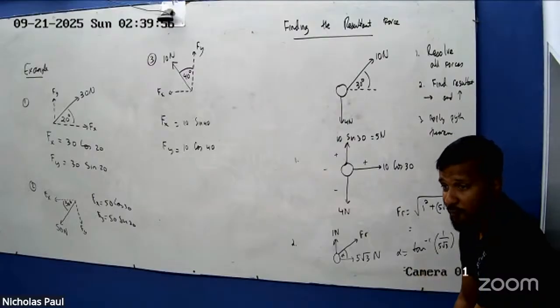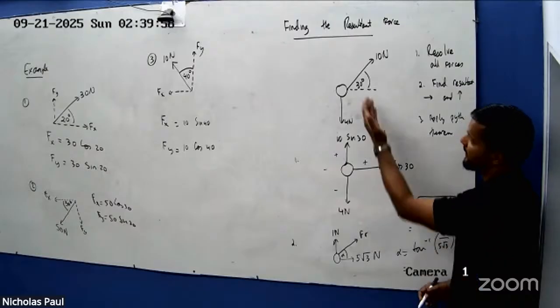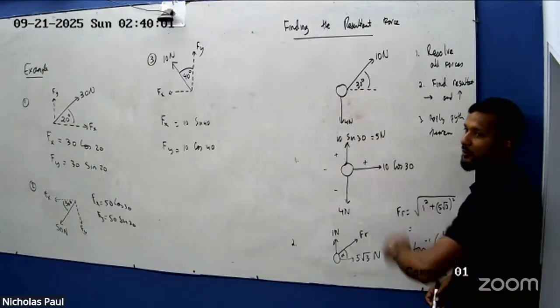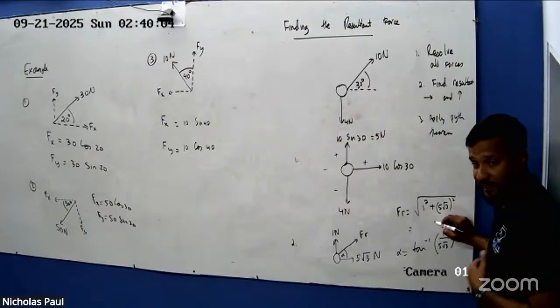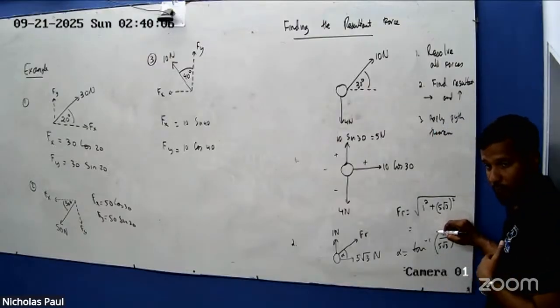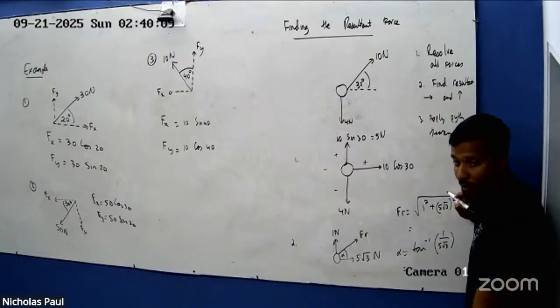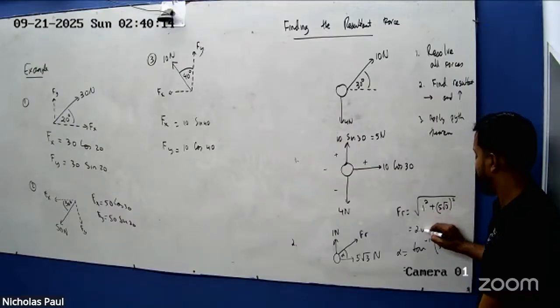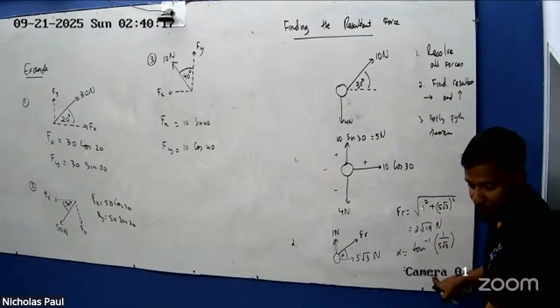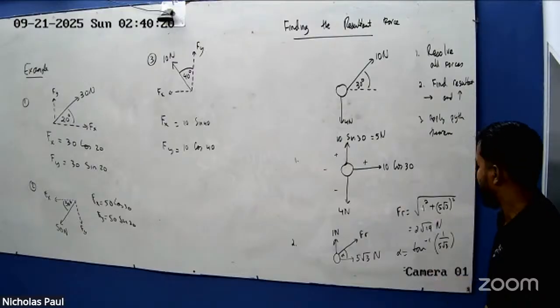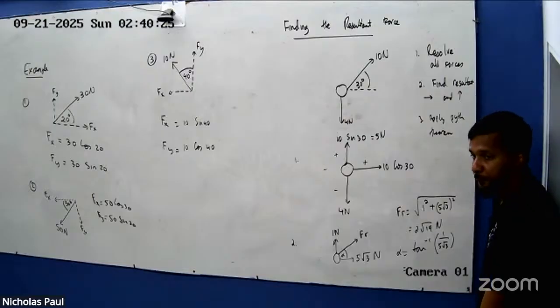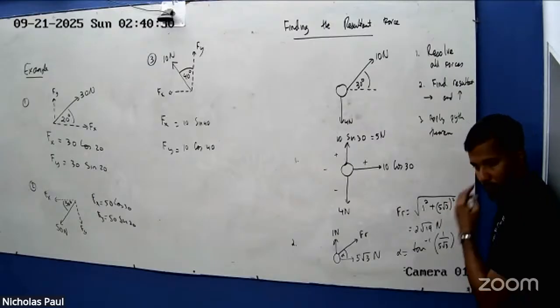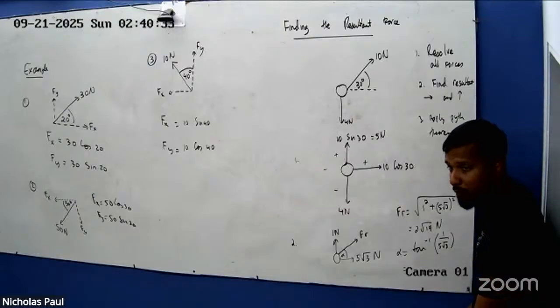Anybody confused? Right, so in CAPE, this is what you will see. But of course, I'm going to add in some more things now, right? How much is this? 2 root 19. And here is how much? Tan inverse 105. 6.6 degrees.